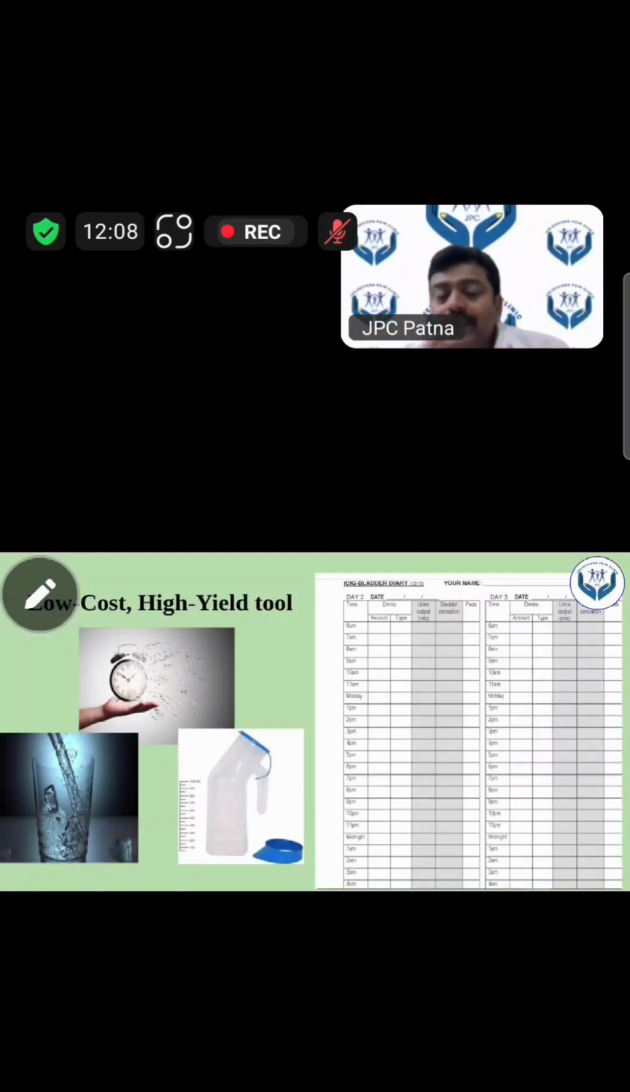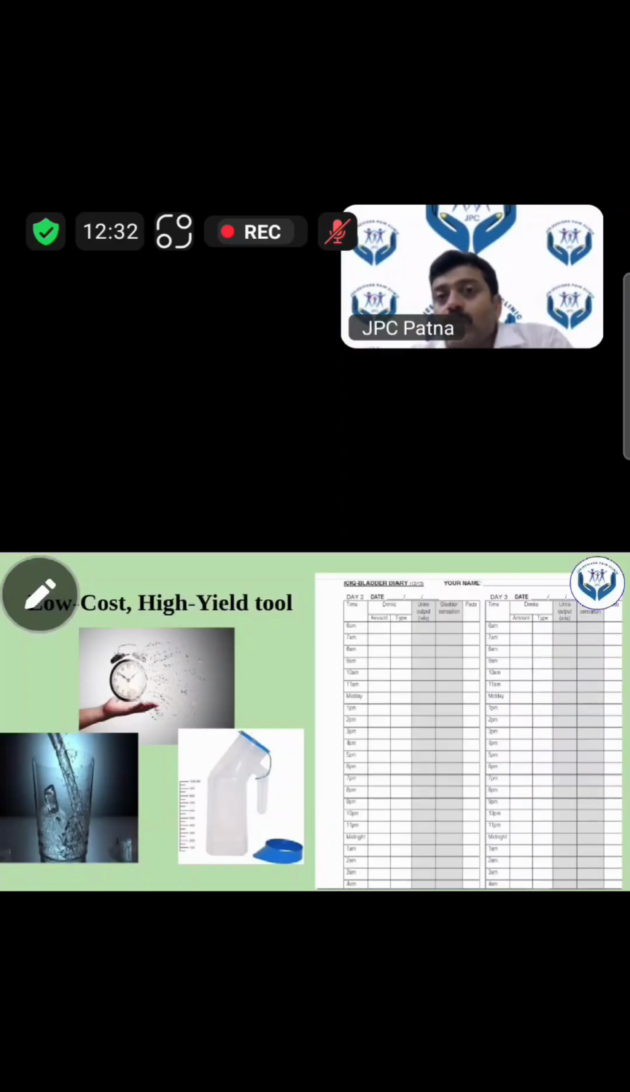First thing. Second thing is that it is not only the fluid intake that will decide the output. It is also the type of fluid one takes. Suppose someone is taking caffeine, alcohol, or some diuretics, the urine output will definitely increase. So that has to be kept in mind, and accordingly you have to do the permutation and combination. So this is an important part.